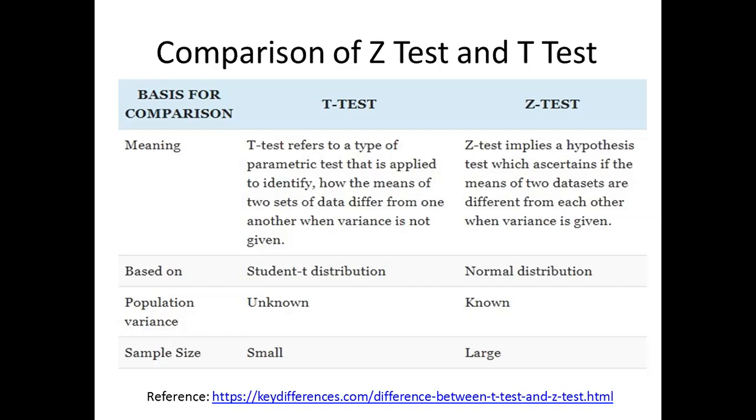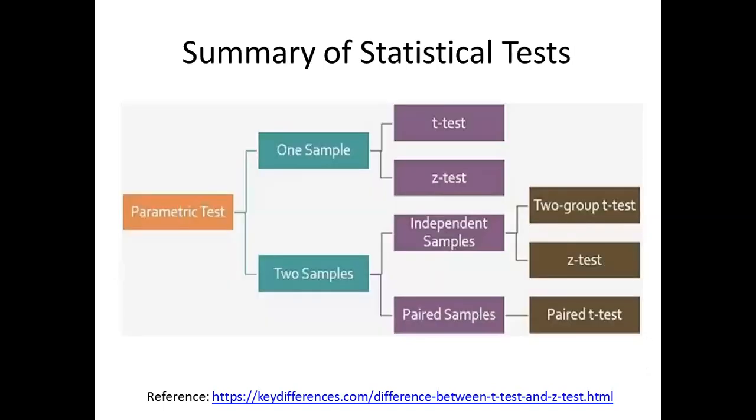The sample size is usually small in t-test. It is somewhat less than 30, 15, 25, 10, something like this. But in z-test, the sample size is quite big, quite larger. We will be focusing in our course on parametric tests firstly, and then later on we will see the non-parametric tests.